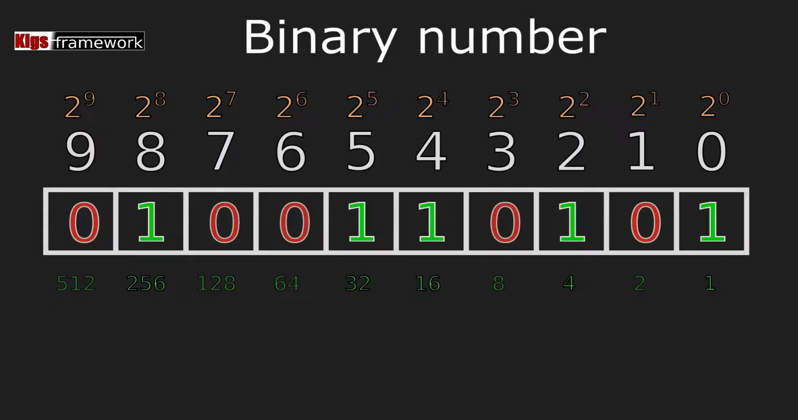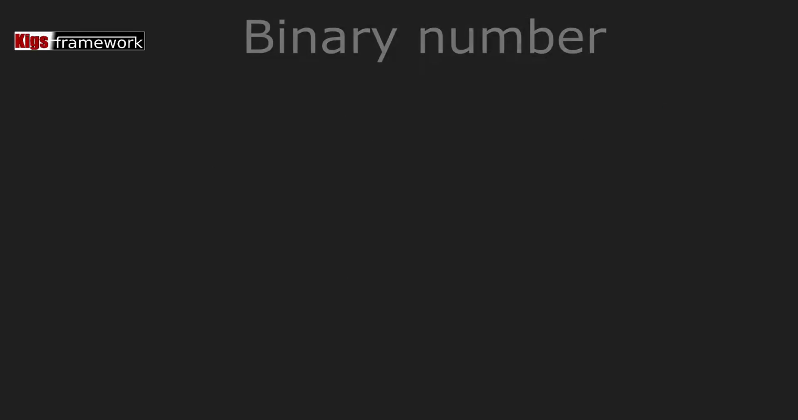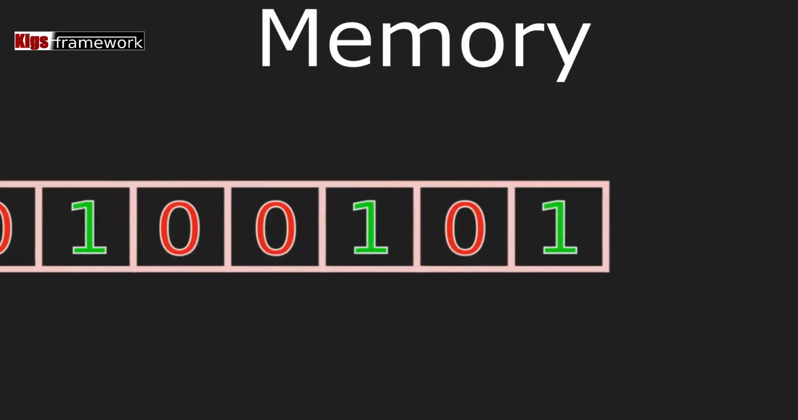For each bit at 1, we will take the value of the corresponding power of 2 and we will add all these values. This 10 bits binary number is therefore 309 in decimal. But let's not go too far with binary, we'll come back to that another time. Back to memory. A group of 8 bits is called a byte.